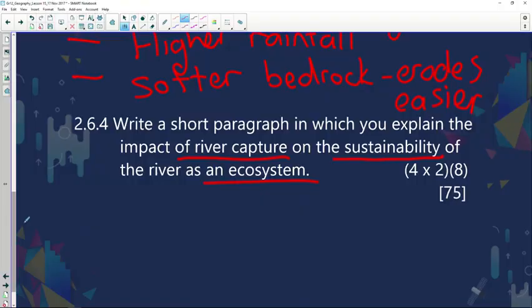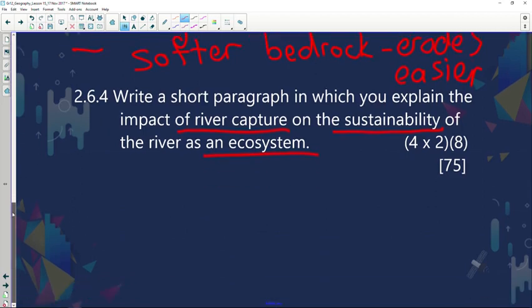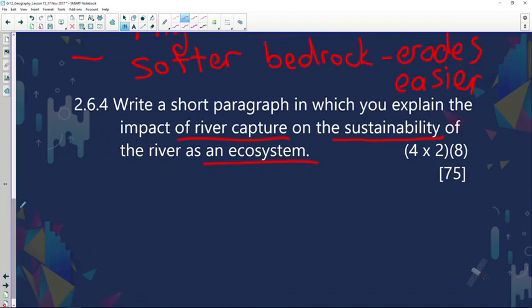Now, if you look at that, explain the impact of river capture on the sustainability of the river on the ecosystem. Now, the ecosystem involves everything that depends on the water in this river. How is it going to influence it? Now, obviously, definitely it's going to have a negative influence, especially on a river that got captured. So let's quickly have a look at some of the reasons why.